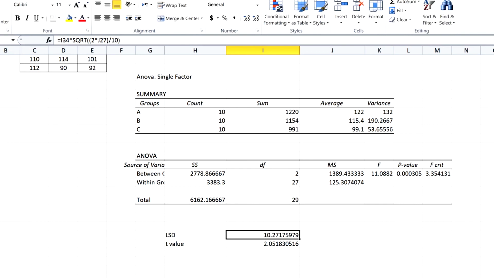It came out 10.27. If the difference between any two groups, in the average, was less than the least significant difference value, there is no significant difference. But if the difference between any two groups was higher than the least significant difference, there is a significant difference, and you will know which group exactly.